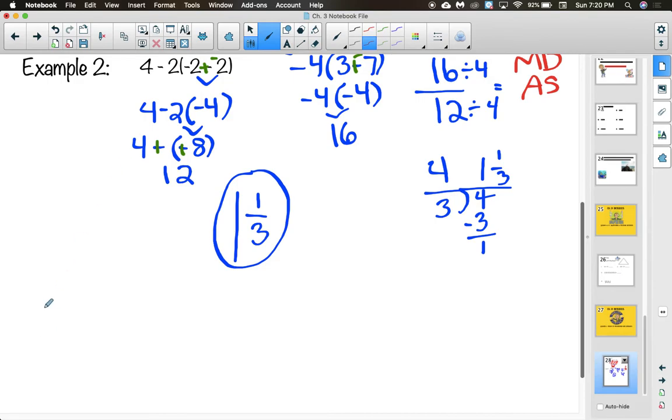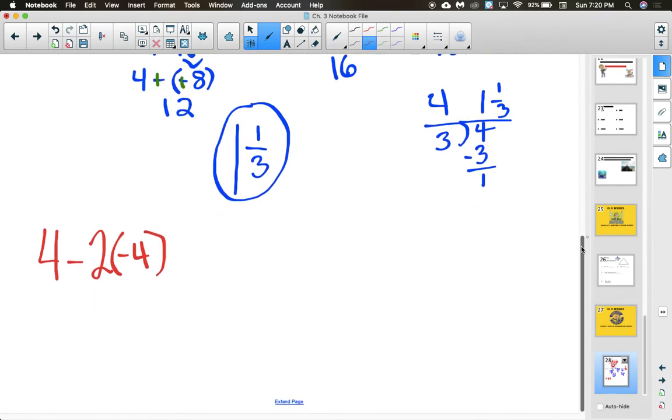So we had this problem 4 minus 2 times negative 4. So I solved it by taking 2 times negative 4 and I got negative 8. And then I brought down the minus sign, and I got 4 minus negative 8. And you can totally do that. If that makes sense to you, stick with it. But here's another way to do this problem that you may like.